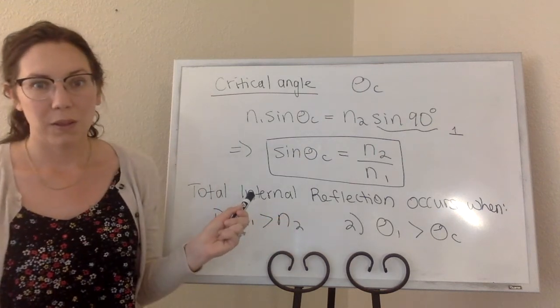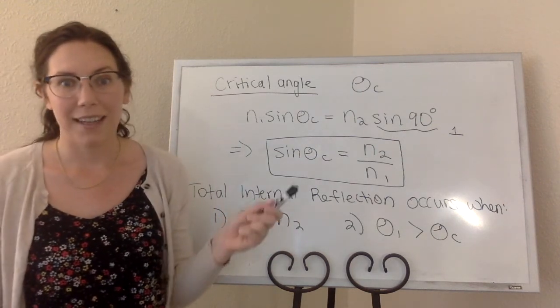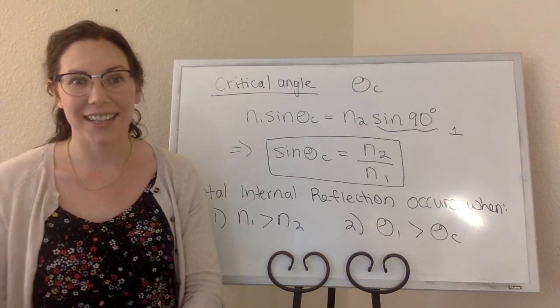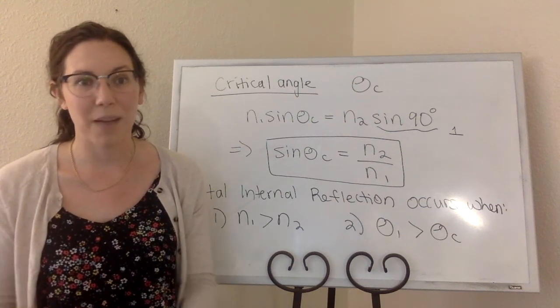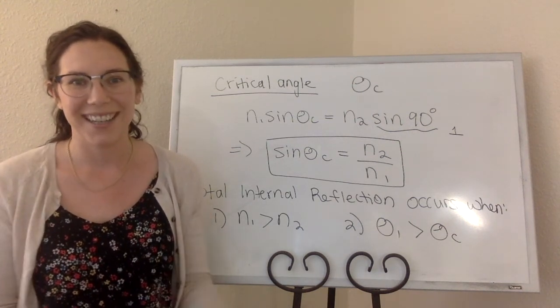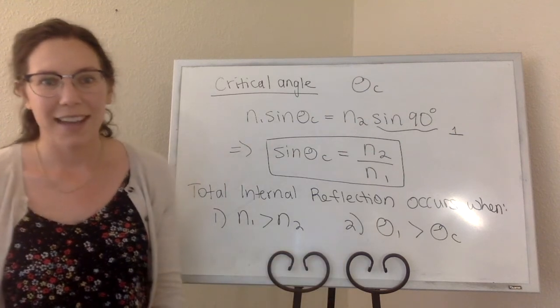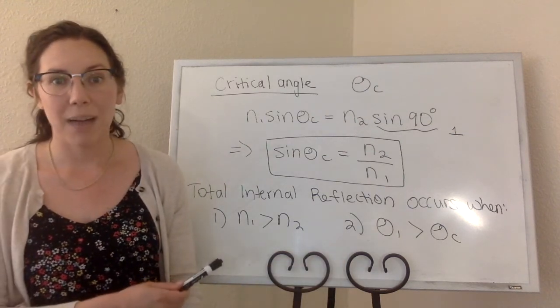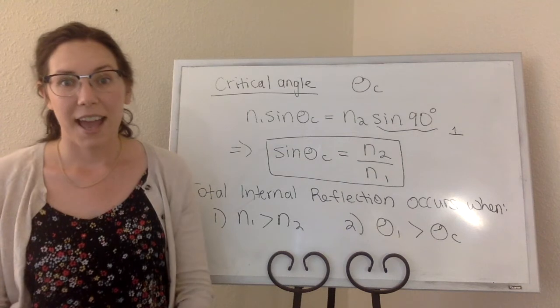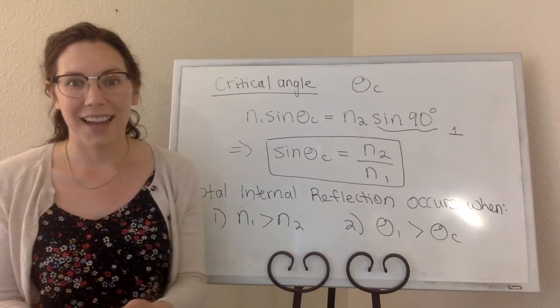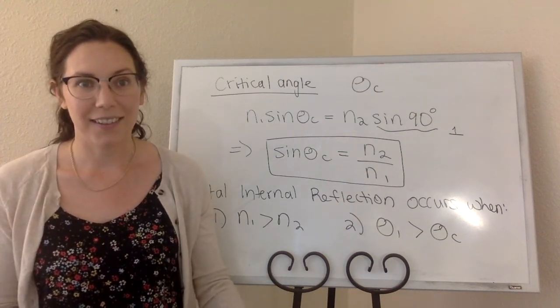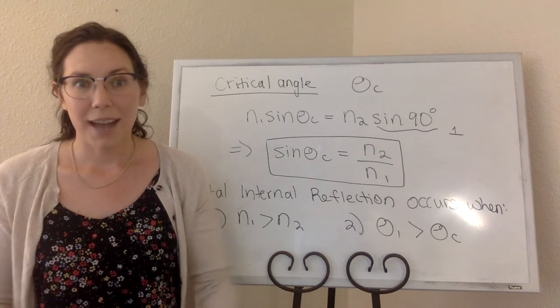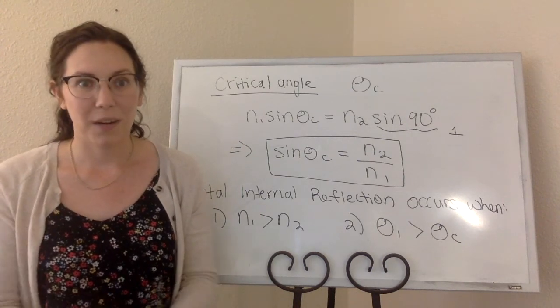So total internal reflection occurs when, after this critical angle, as the incident angle is increased, we have 100% of the light reflected. That's total internal reflection. And for it to happen, we need n1 greater than n2, and we need theta 1, the incident angle, to be greater than the critical angle. So this only happens with these two criteria.